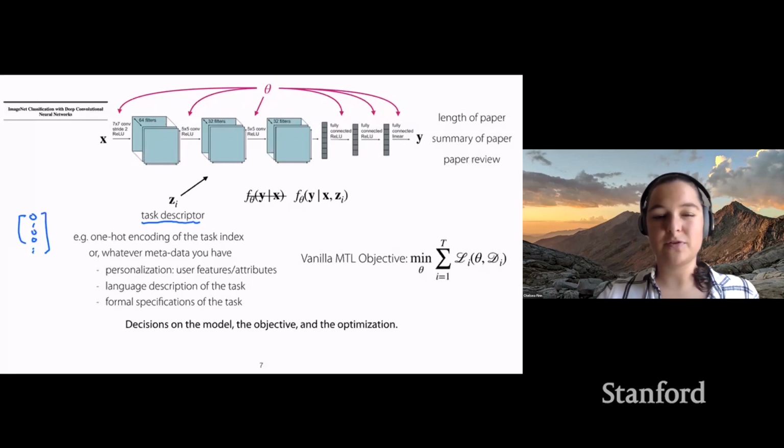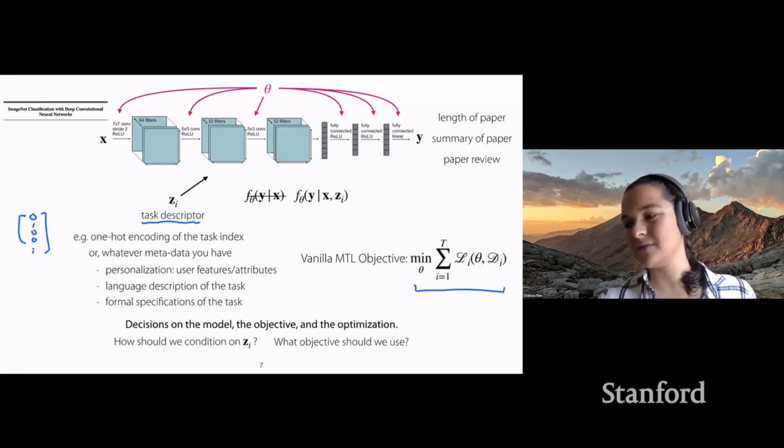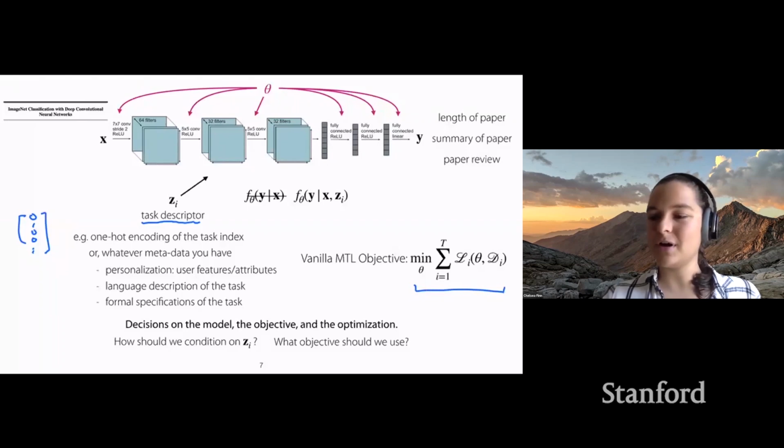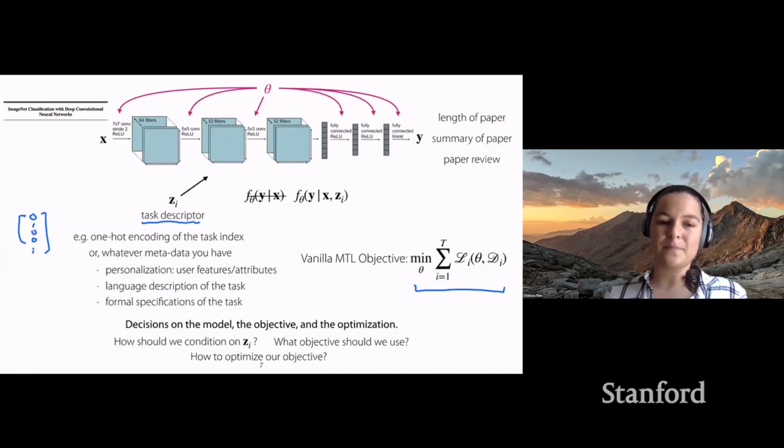Now, like I mentioned before, there's a lot of design decisions with regard to the model, the objective, and the optimization. For example, how should we condition on the task descriptor? What objective should we use? Is this vanilla objective the best option, or are there other good options? And also, how do we optimize our objective? The vanilla option for optimization would be to use SGD or Adam, but there are also other somewhat delicate design choices there as well.